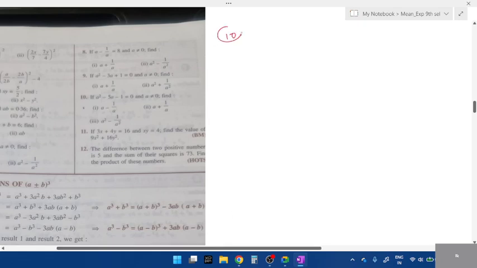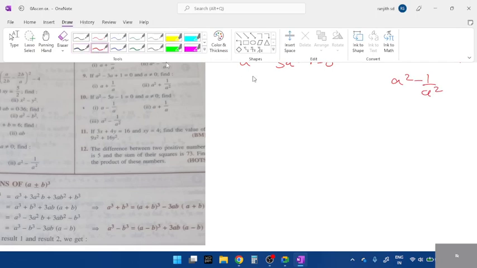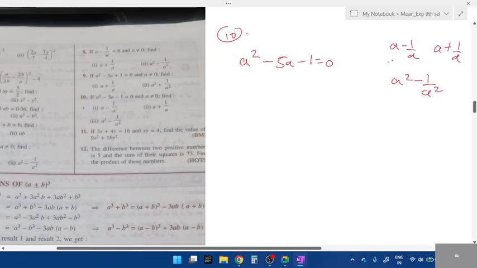How do you solve the ninth and 10th? Both are similar. We'll solve the 10th. Okay, we need to find a minus 1 by a and a plus 1 by a and a square minus 1 by a square. In the question, what is given? This time we have both square degree and degree 1. First, tell me the degree. When both square and 1 are given, can you see in all the question there's a denominator? That is what you have to observe.